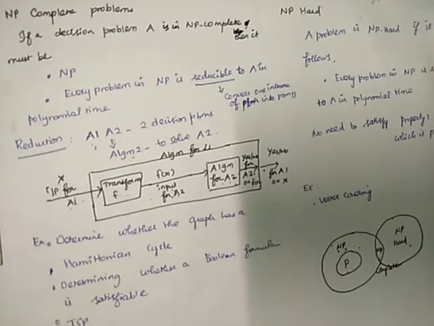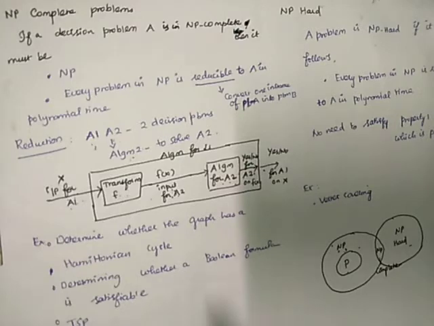The NP complete problem definition is given here. If a decision problem A is NP complete, then it should follow the following two constraints. First, it must be an NP problem, and the second constraint is that every problem in NP is reducible to A within polynomial time. Before that, let me explain the definition of reducible or reduction.